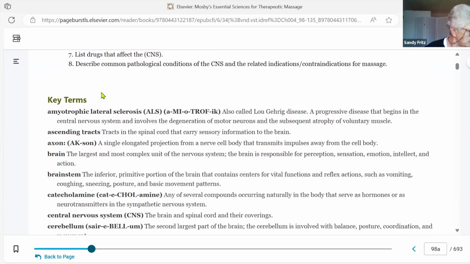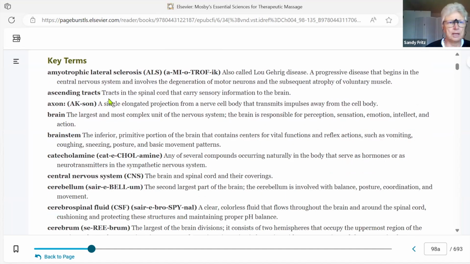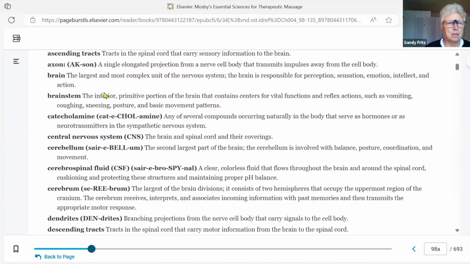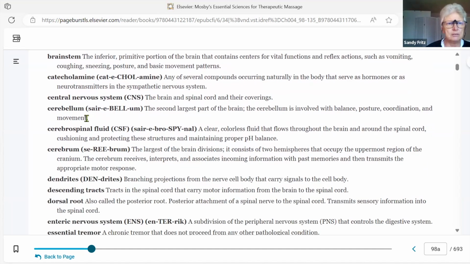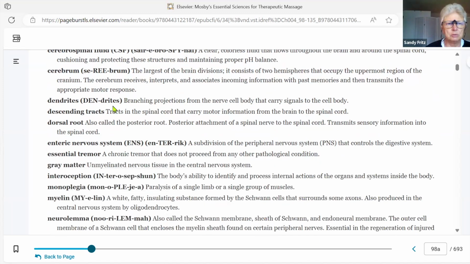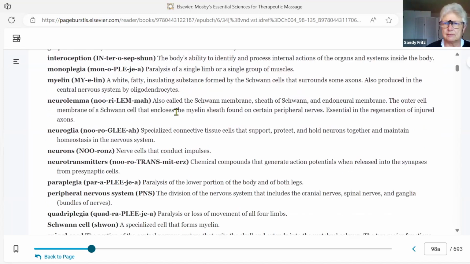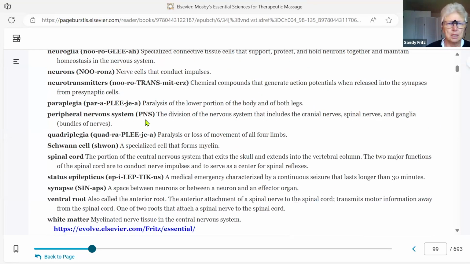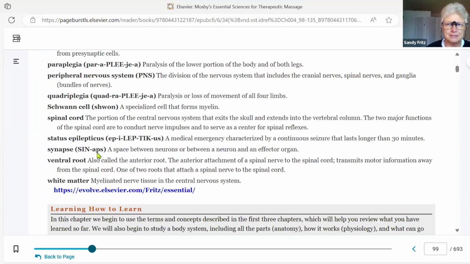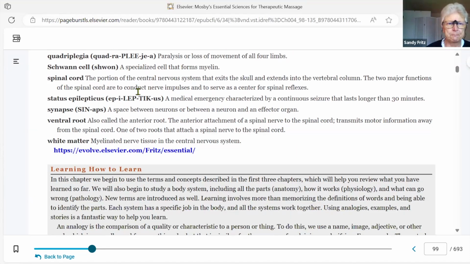So here are your terms, and you want to be able, as always, to play around with pronouncing and to use these in conversation and see if you can embed them in a sentence where the understanding of the definition of the word is there. You learn these by using them.